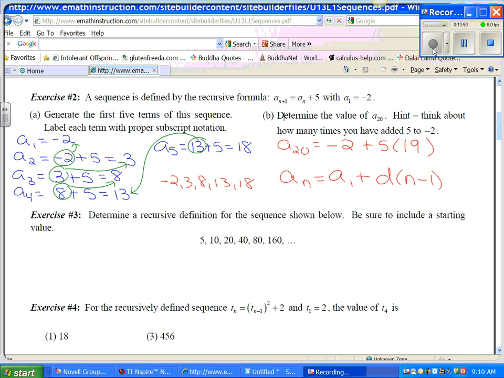Okay, so if a sub 20, n is what? 20. And then 20 minus 1 gives me my 19. So this is your general formula. You have to have this memorized. So what I'd like you to do is put it somewhere on your paper, box it, and star it, and make sure you have it memorized. Okay? And this is for this type of sequence.